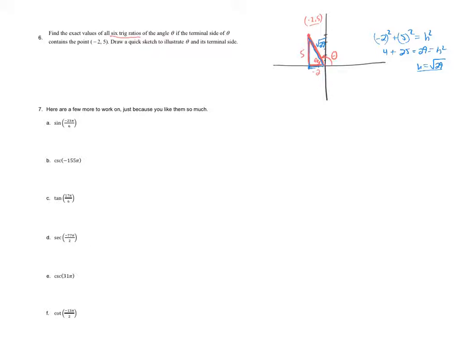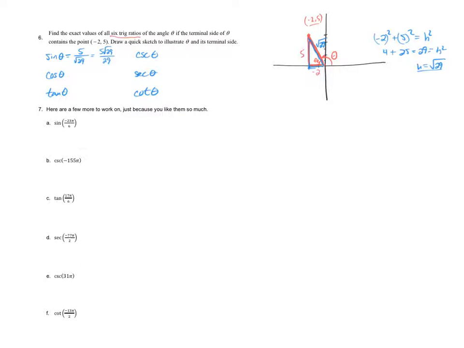So in order to do the 6 trig ratios, we just have to list them: the sine of our angle, the cosine of our angle, and the tangent of our angle, and their reciprocals, the cosecant, the secant, and the cotangent. And all we have to do is remember SOHCAHTOA to say that the sine of that angle is the opposite, which is 5, over the hypotenuse, root 29. So here we go with 5 over root 29. If we rationalize that, it's going to turn out to be 5 root 29 over 29.